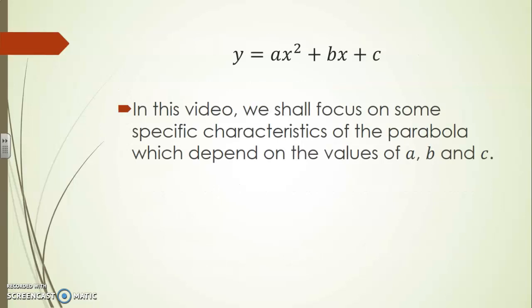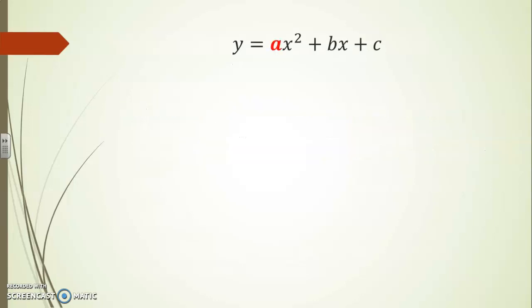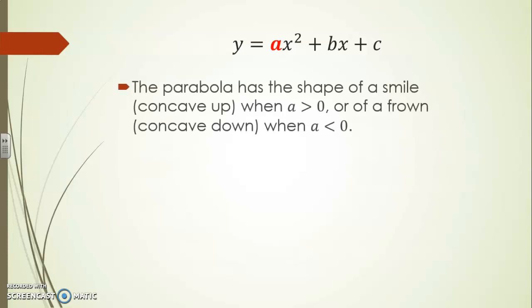In this video, we're going to focus on some specific characteristics of the parabola, which depend on the values that a, b, and c will take. Let's start with the importance of parameter a. The parabola has the shape of a smile, also known as concave up, when a is positive, or of a frown, known as concave down, when a is negative. We won't discuss what happens when a equals 0 because in fact we wouldn't have a parabola anymore, but simply a line.